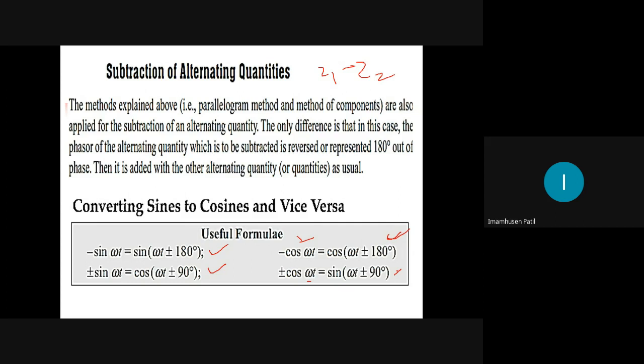Is it okay with the formulas? Yes, sir. You have already come across these relations. You just remember these relations.